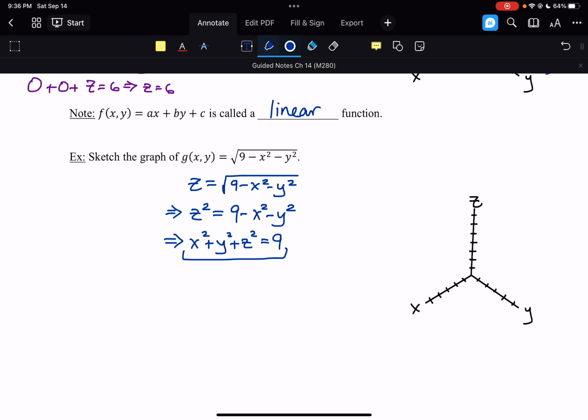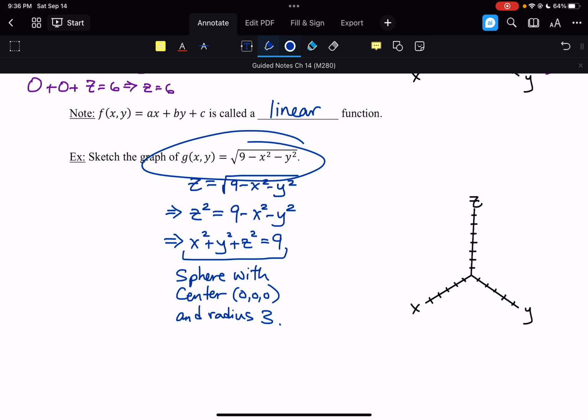And this is definitely an equation that we know. This is an equation of a sphere. So we have a sphere with center at the origin, so 0, 0, 0, and radius of 3, right? Because 3 squared gives us the 9.